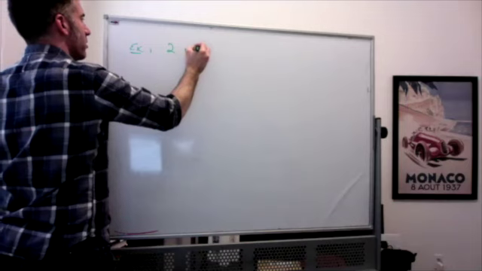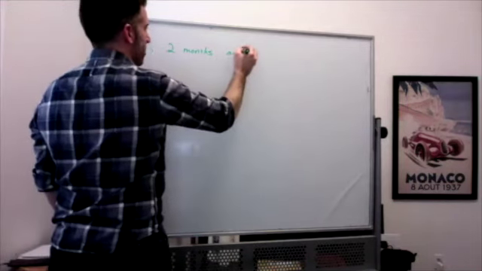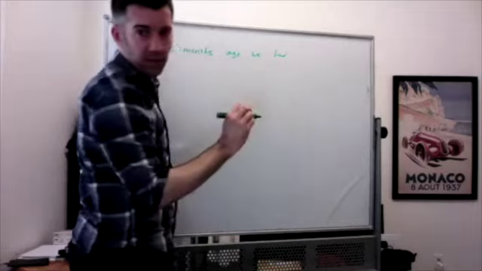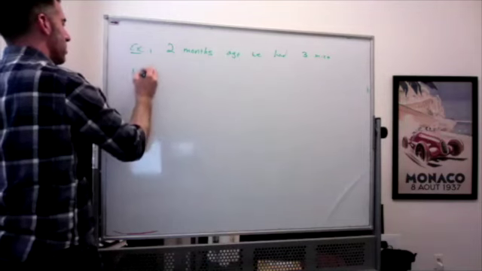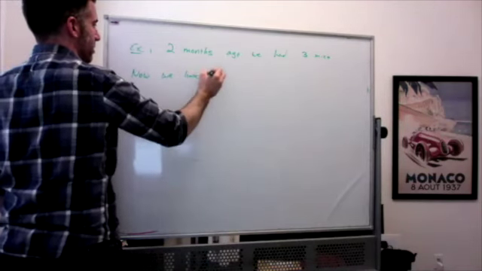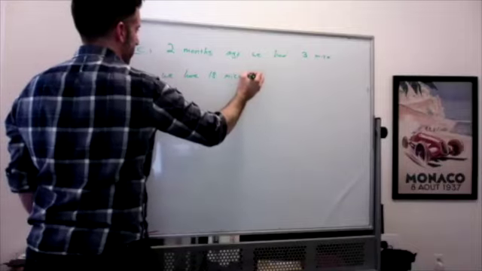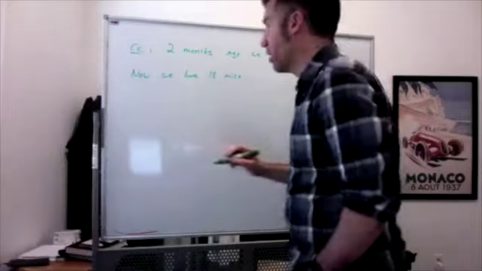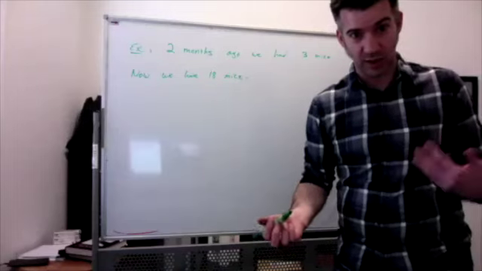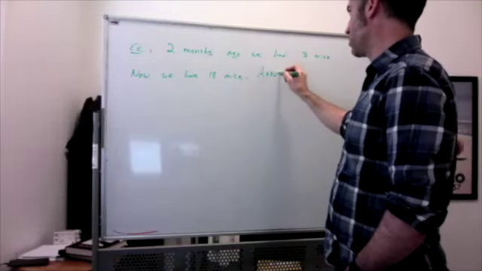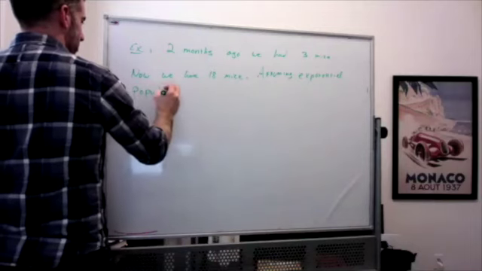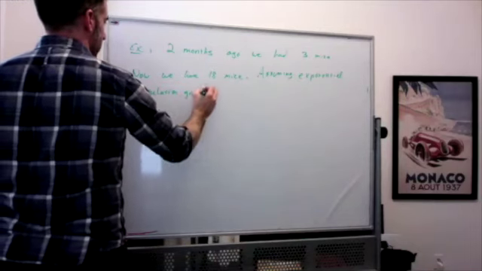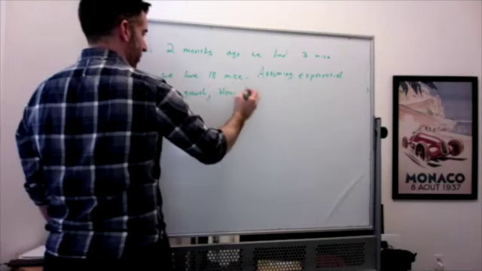2 months ago, we had some mice, 3 mice. Now we have 18 mice. I'm going to change the question actually. Assuming the population grows exponentially, so assuming exponential population growth, how many mice will there be 4 months from now?